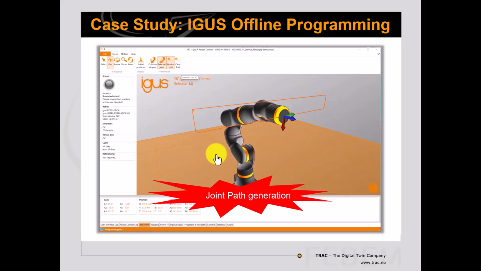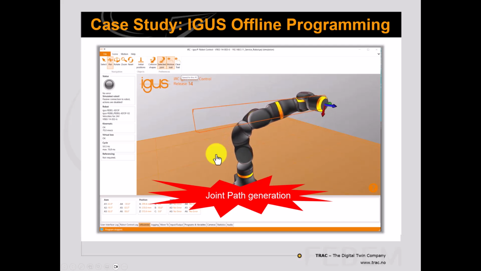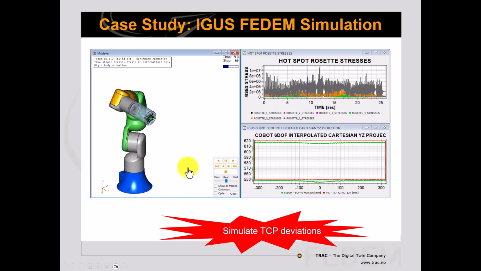Here you see the Argus IRC software, which is used for TCP path planning and inverse kinematics. This system does not take into account the flexibility in the robot or the loads acting on it. And here you see the FEDEM software, which is used to create the digital twin model and to simulate the TCP deviations from the kinematic path planned in Argus IRC.